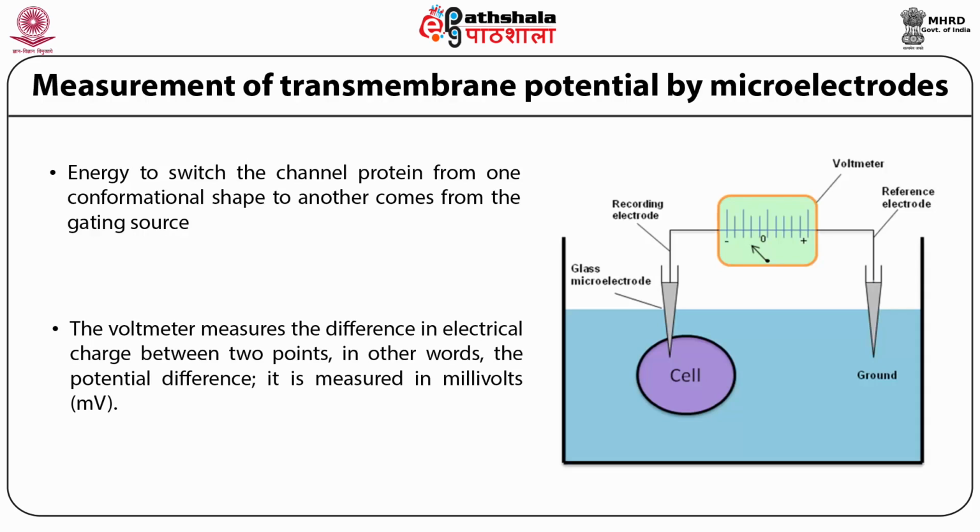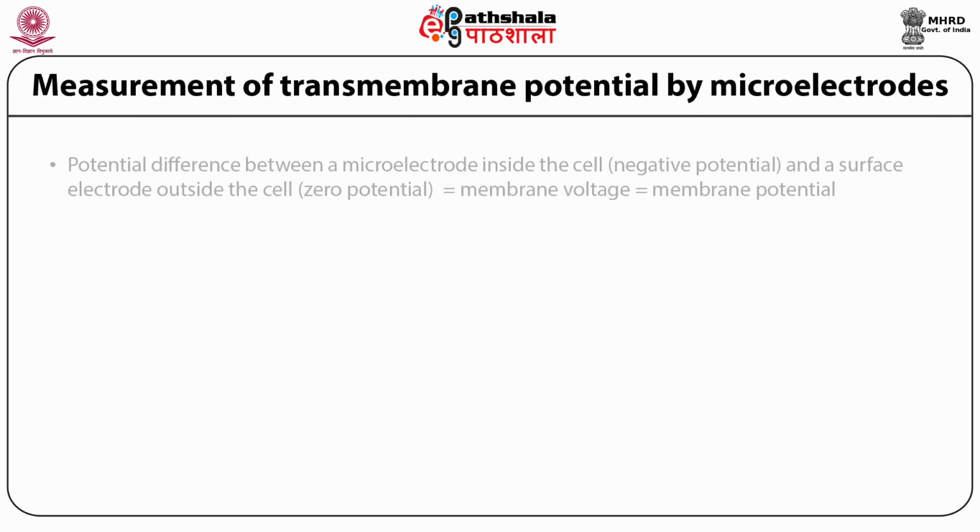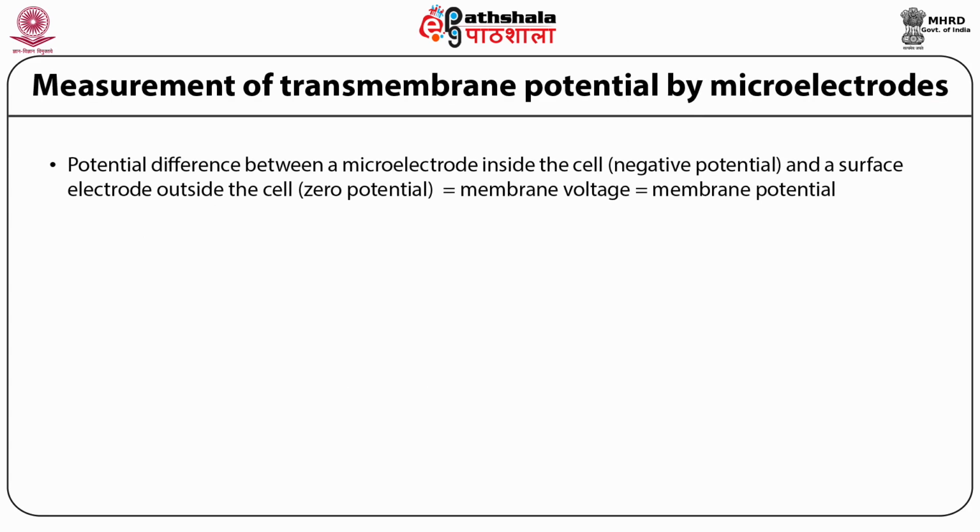In other words, the potential difference, it is measured in millivolts, as you can see in the figure on your right. Potential difference between the microelectrode inside the cell, that is negative potential, and the surface electrode outside the cell, that is zero potential, is equal to membrane voltage or membrane potential.